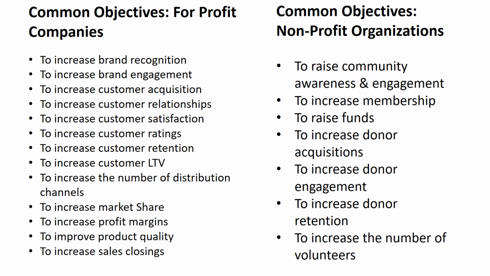Common objectives for for-profit companies are on the list to the left. Please note that the objectives begin with the word to and suggest an improved state. On the right are typical objectives set forth for a nonprofit organization, like to raise community awareness and engagement, to increase the membership of the organization, to raise funds for the organization, that type of thing.